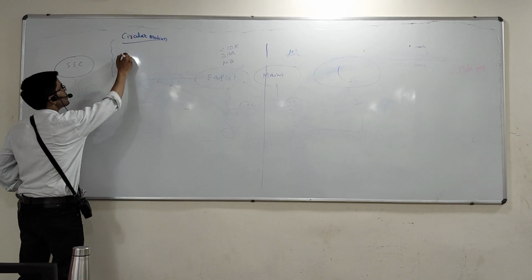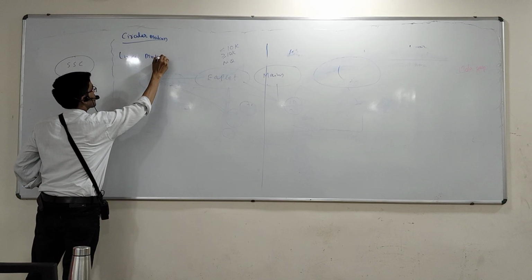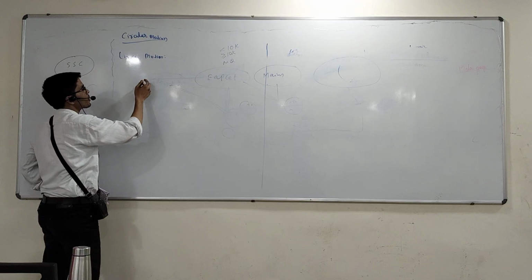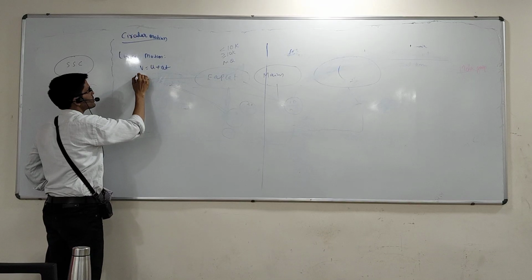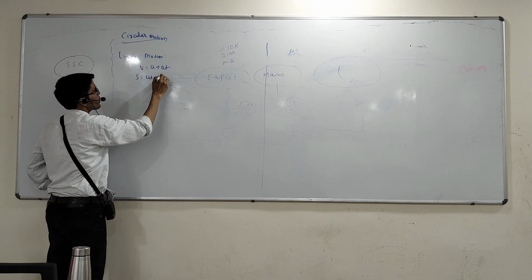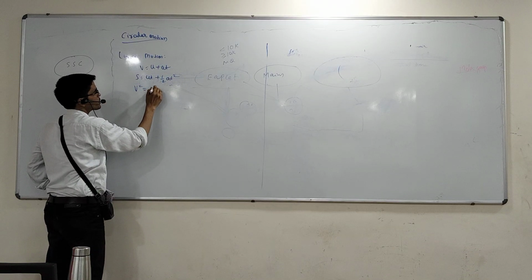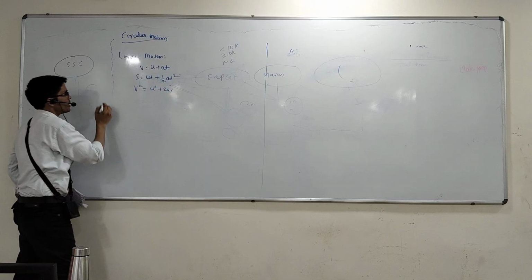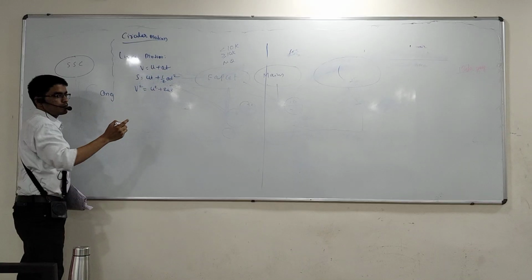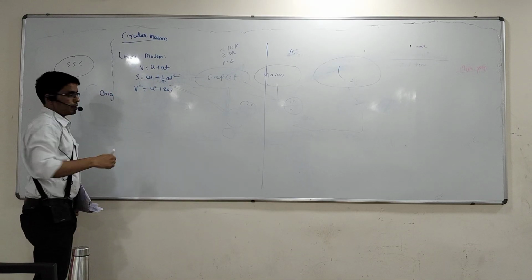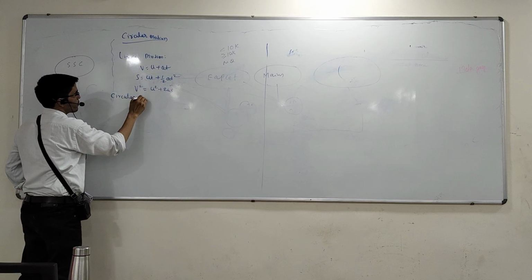In the case of linear motion, I told you already there are three types of equations. First is v equals u plus at. Second is s equals ut plus half a t square. And the next is v square equals u square plus 2as. In the case of angular motion, suppose your particle is moving along a circular path, here also some equations are present. So I am writing for circular motion.